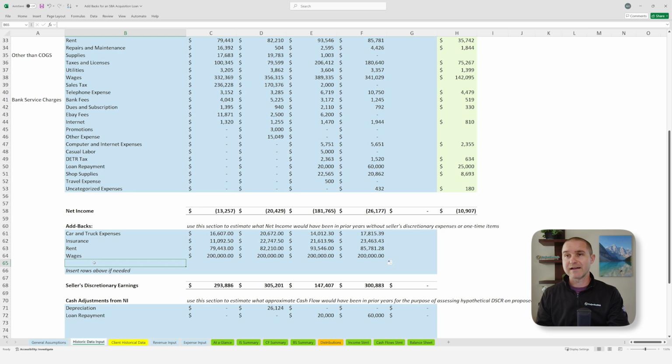Now, this is kind of like the depreciation, the capital expenditure conversation that we just had. With wages, if you're adding back the seller's wages, but you as the buyer are going to need to take a salary out of the business, then the lender is going to make you un-add back, or include, a proposed salary for yourself. They're going to look at your personal financial situation and determine based on that how much of a salary they're going to make you take.